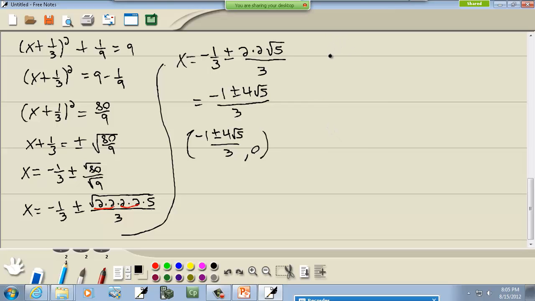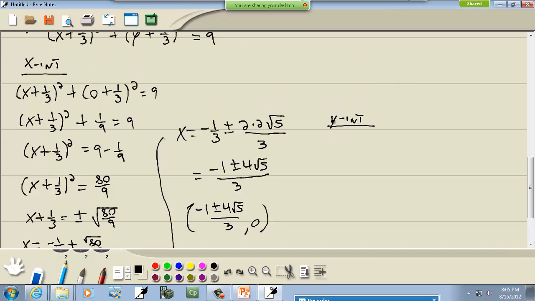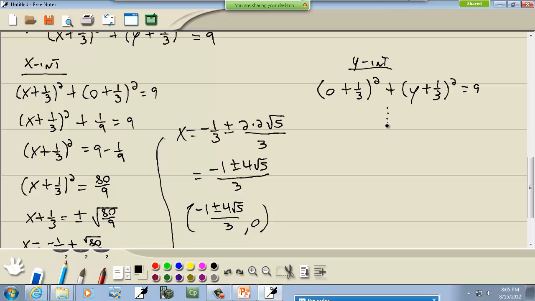Now for our y-intercept. Now we're going to plug 0 into the other variable. So I should have started out a little higher. Let me erase that and try again. Okay, there we go. Okay, so plug 0 into the other variable. I got 0 plus 1/3. This is my y-intercept. Squared plus, and this would be (y + 1/3) squared equals 9. And what I just said, 0 plus 1/3 is 1/3. 1/3 squared is 1/9, which is this right here. This is going to give us the same value.